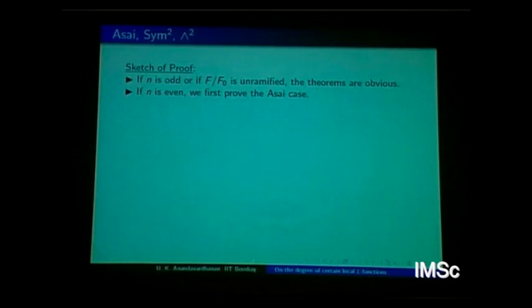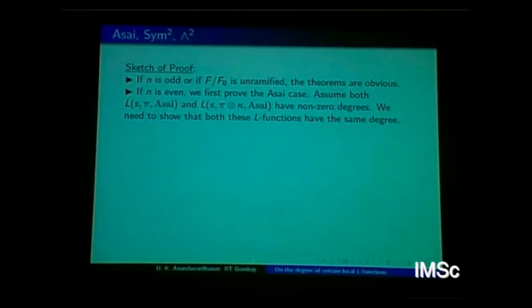In the Asai case, when n is even, you will have to show it's either n by e plus 0 or 0 plus n by e or n by 2e plus n by 2e. So establish that. And what does one do there? So assume that both have non-zero degrees, otherwise again there's nothing to show, right? It's either this plus 0 or 0 plus that. So assume both have non-zero degrees, and in this case we want to show that both of them have the same degree. It's half-half. And here the idea is to exhibit an explicit bijection between poles of this L-function. So you give a bijection between the poles that contribute to the first one to the poles that contribute to the second one.